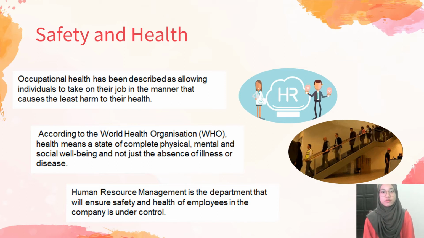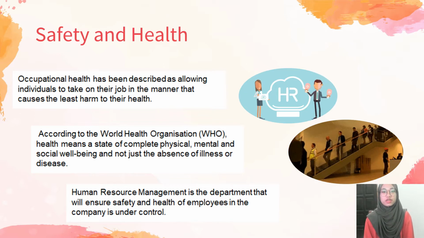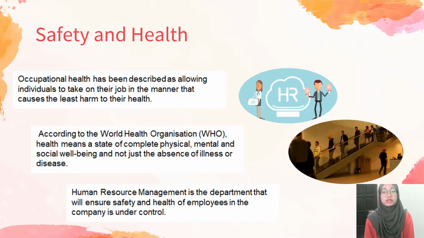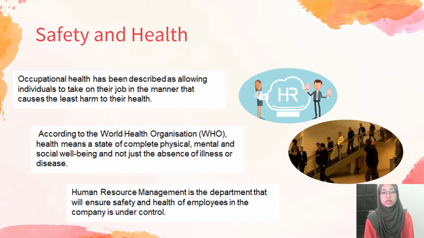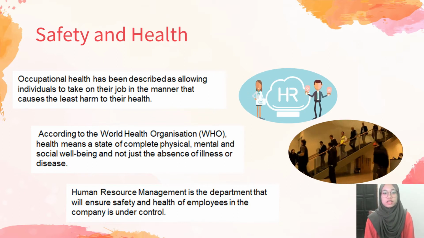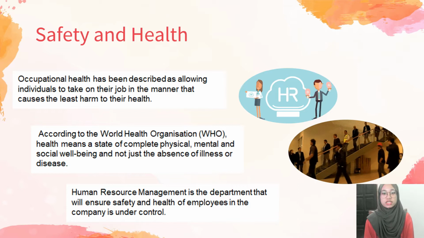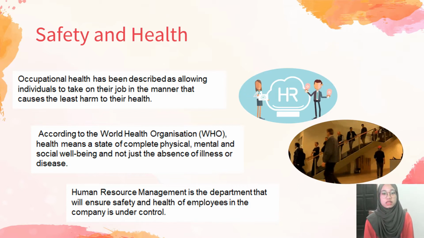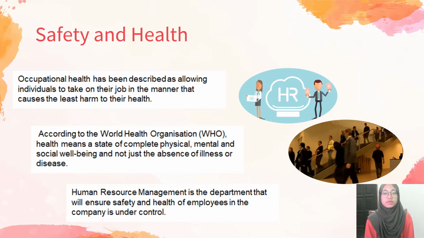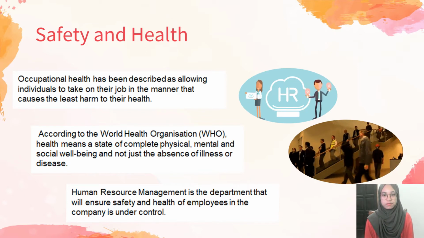Occupational health has been described as allowing individuals to take on their job in the manner that causes the least harm to their health. According to the World Health Organization, health means a state of complete physical, mental and social well-being and not just the absence of illness or disease. As for safety, it means the condition of being protected from or unlikely to cause danger, risk or injury. While in the workplace, safety is when there is an absence of injury while working. This leads to the importance of health and safety risk assessment for every organization.